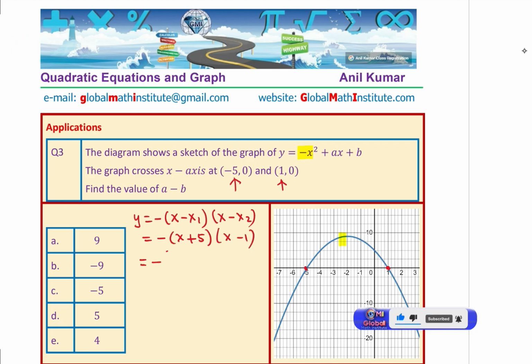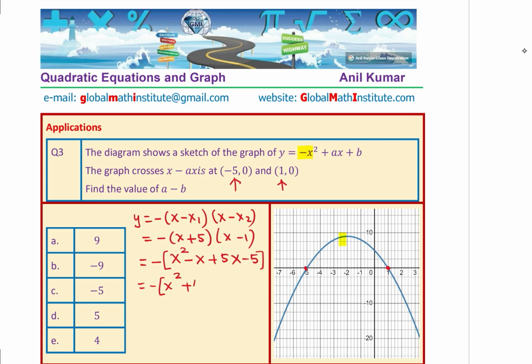So it becomes minus. Let me put a square bracket here when I multiply and expand. So we have x squared minus x plus 5x minus 5, right? Now let us reorganize, add the terms which are related. So we have x squared minus x plus 5x gives us plus 4x, right? Minus 5. Let's open the bracket, see what happens. Minus x squared minus 4x plus 5. Do you see that?